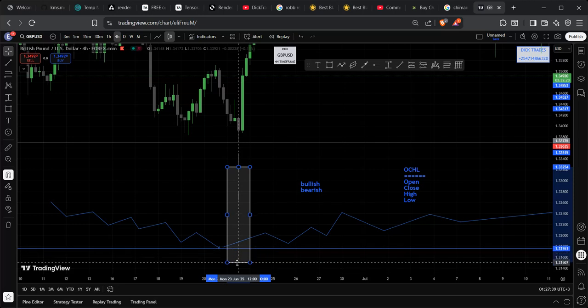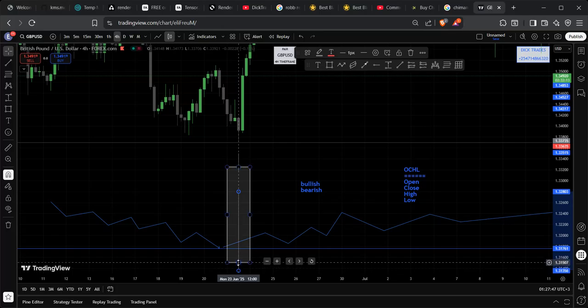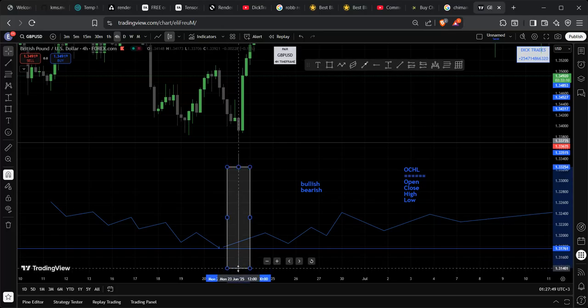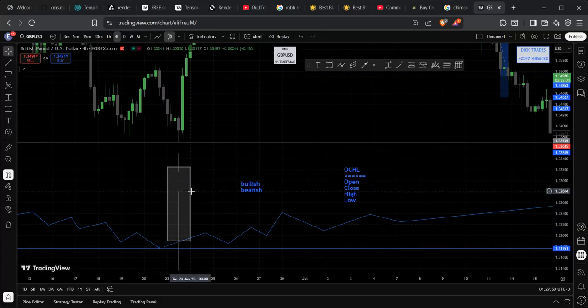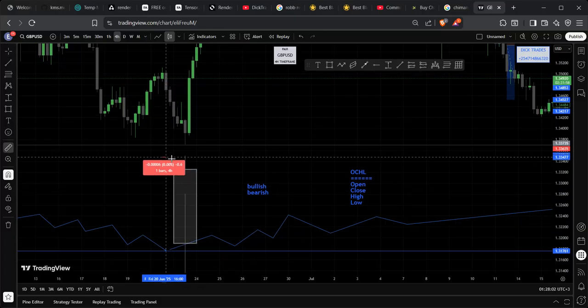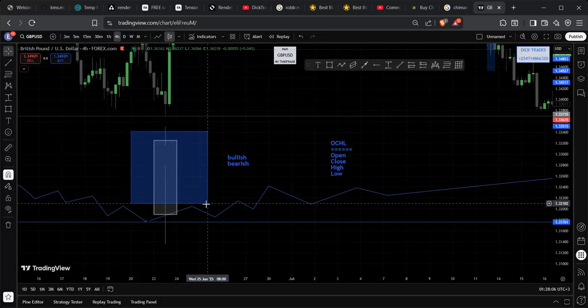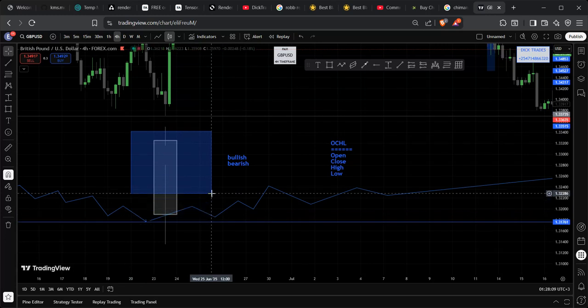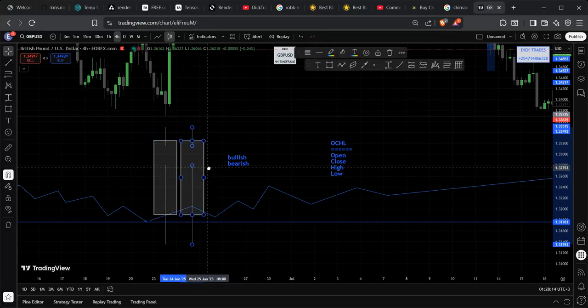Yeah, after it's broken to the downside, if it comes to here, then decides to start pushing back up, that will be our lowest point. Yeah, that will be our lowest point, and this would have ended up as a bearish candlestick, because it opened high, then closed down low.